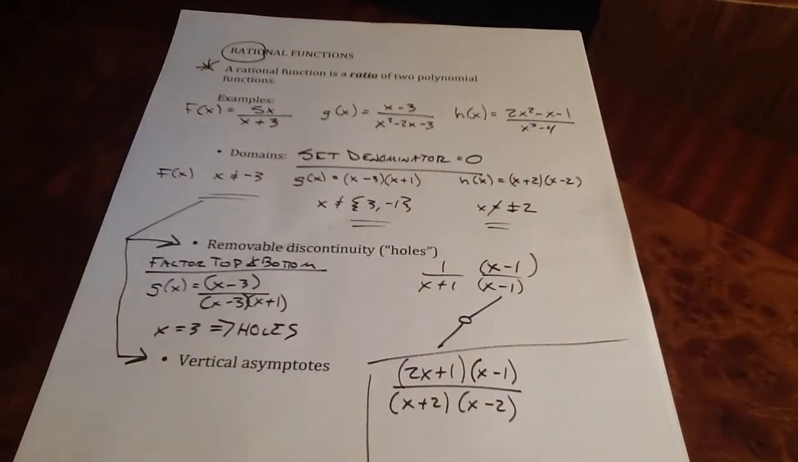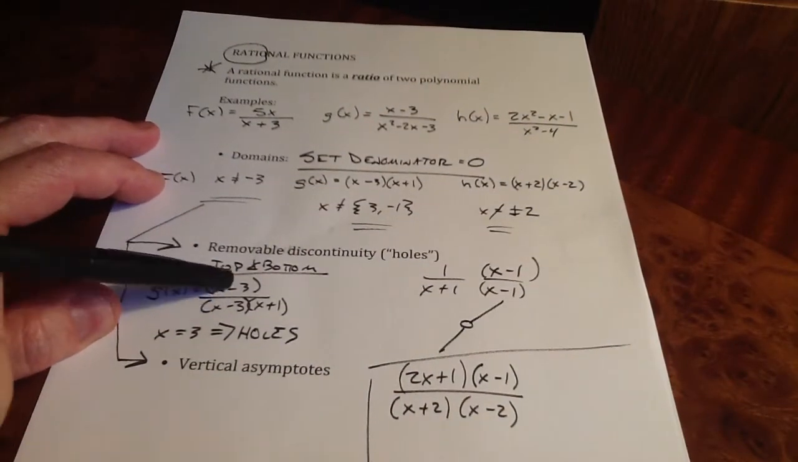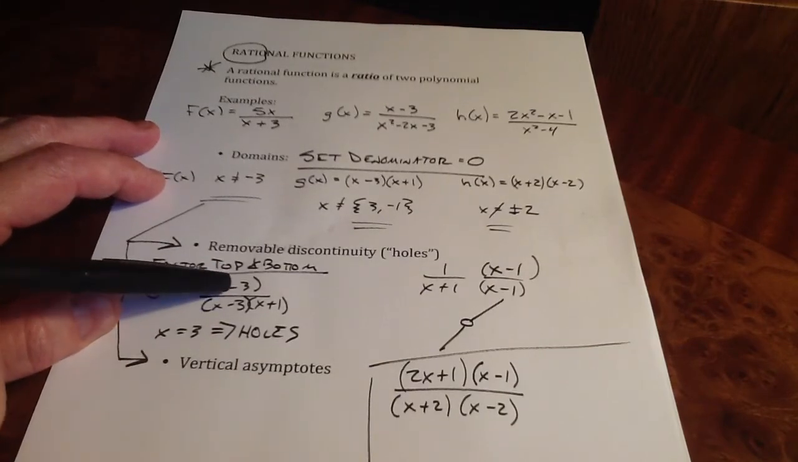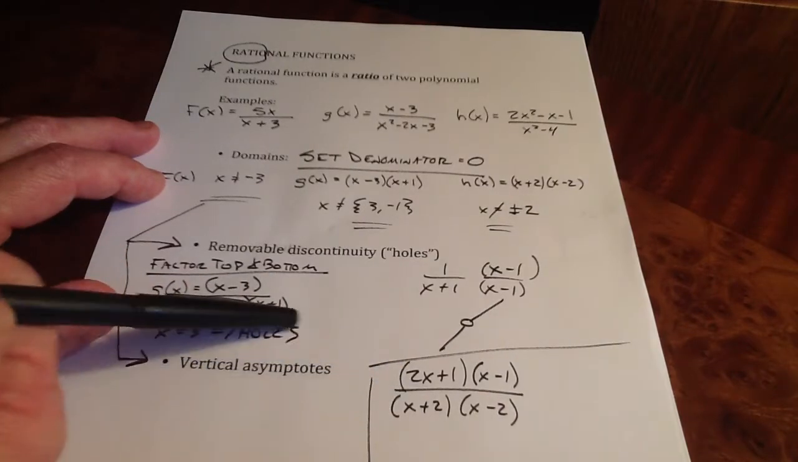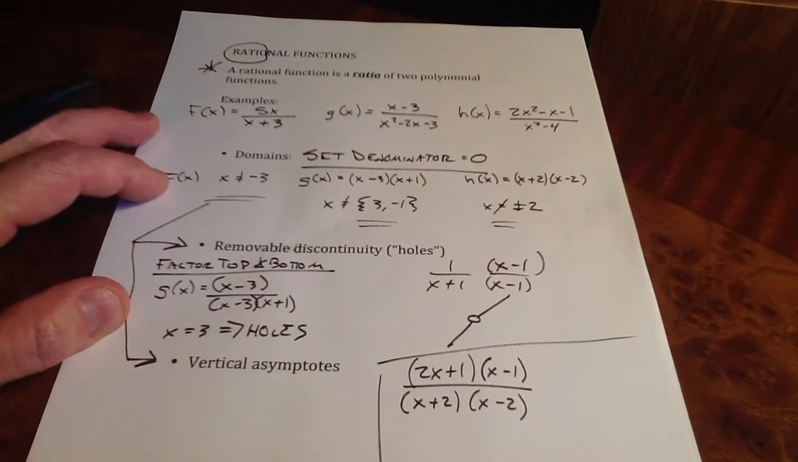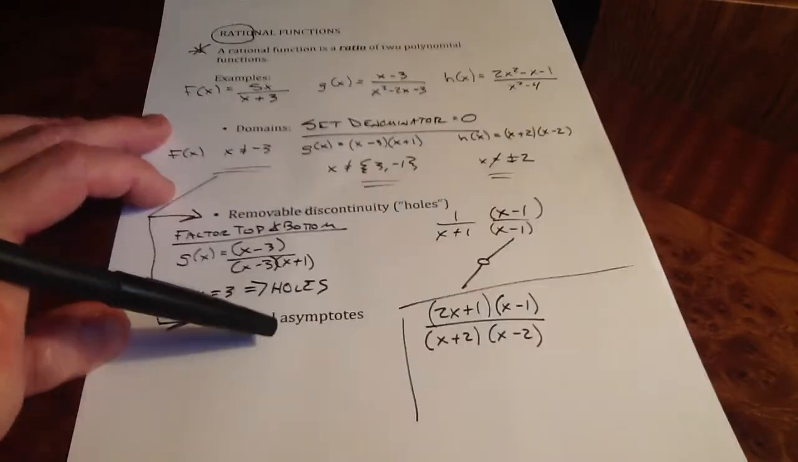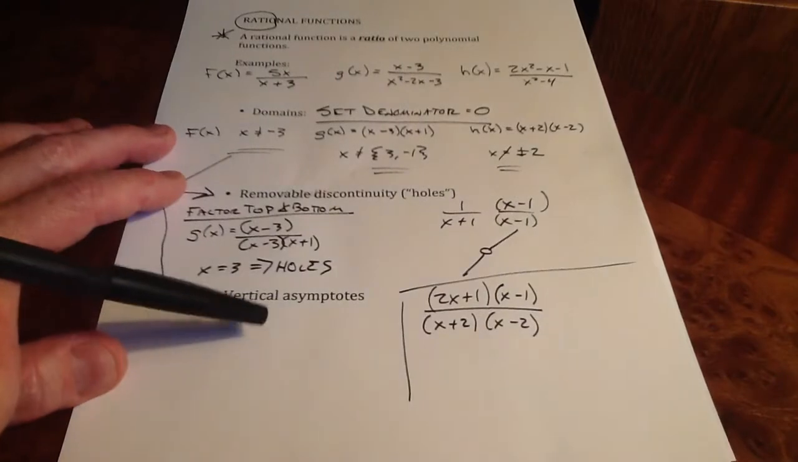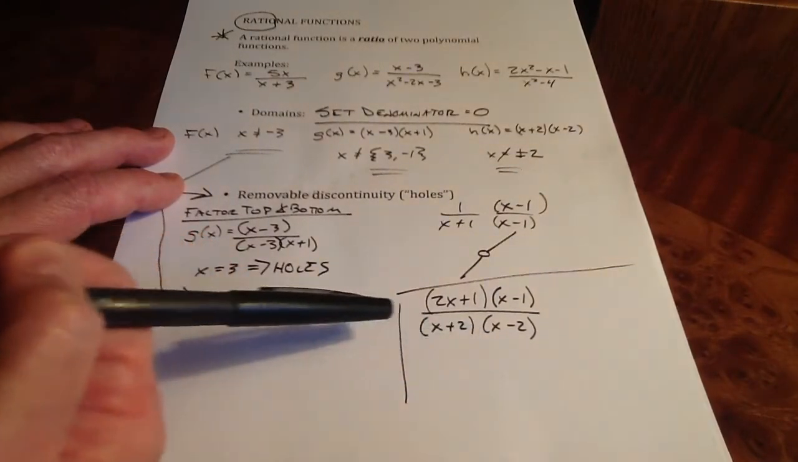To the rational functions video. Hopefully you paid a lot of attention to the fact that holes are generated by the same factor on the top and the bottom. You will have to factor these equations in order to find those holes. Vertical asymptotes: anything that's not a hole is a vertical asymptote. So in this case, -2 and +2 are vertical asymptotes.